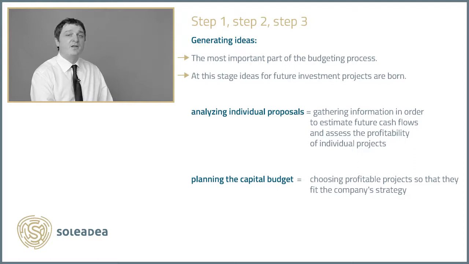The third step, that is planning the capital budget, involves choosing profitable projects so that they fit the company's strategy. In a nutshell, at this stage, you choose those of the identified profitable projects which are good for your business. Note that even though some projects analysed individually may be assessed as profitable, if we consider the company as a whole, they may be unsuitable.